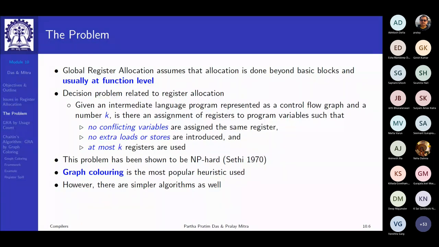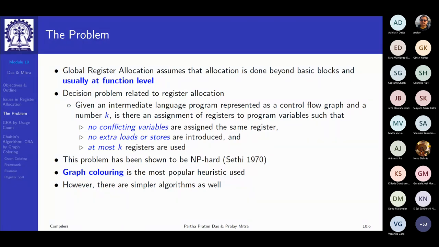So as we will see, we will convert this problem into the graph coloring problem, which is also NP-hard. But then we'll use a graph coloring heuristic, an approximate solution for the graph coloring, and map it back to the register allocation problem. And it often gives you quite a good result. But there are simpler heuristics also, simpler strategies also. So we'll start with the simple heuristics and then move on to the graph coloring approach.